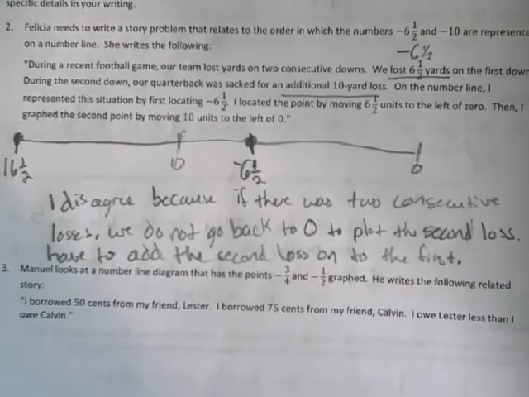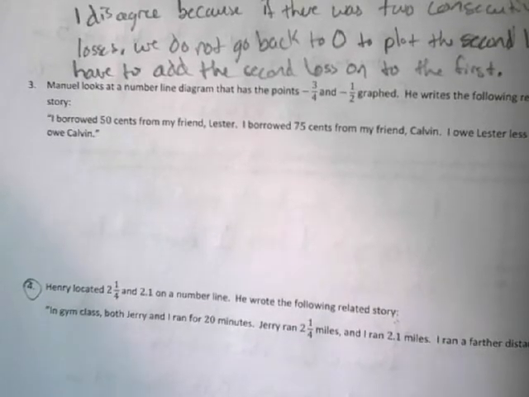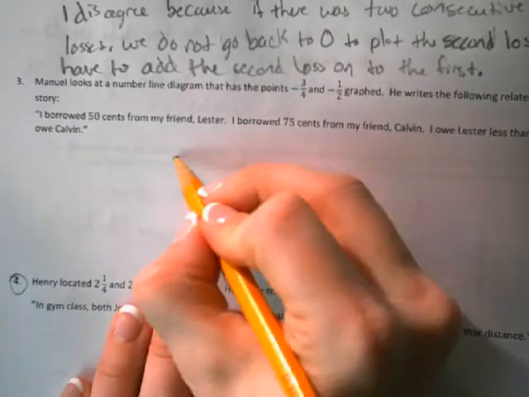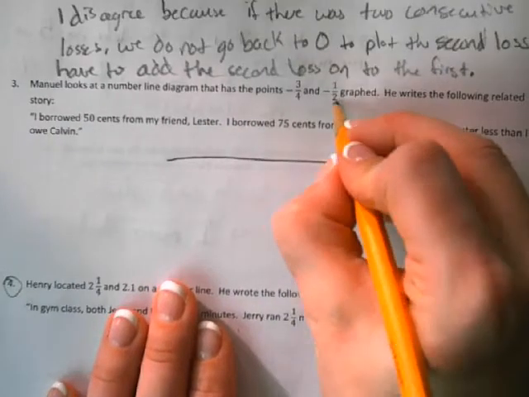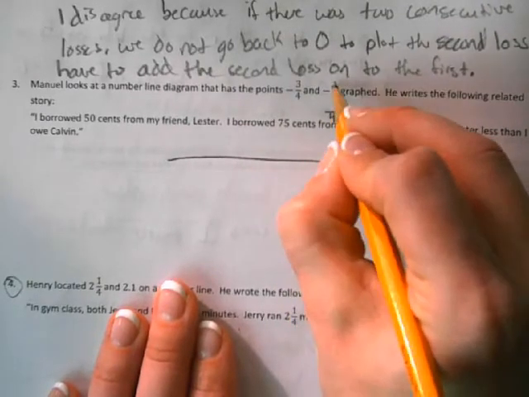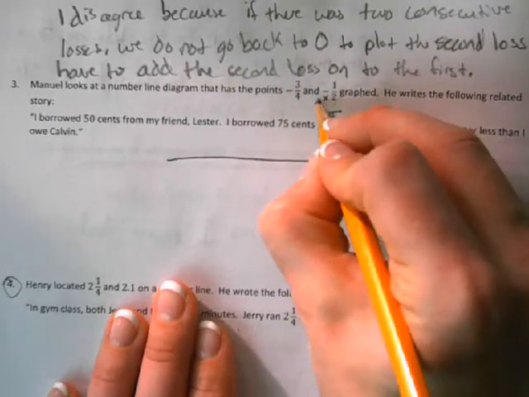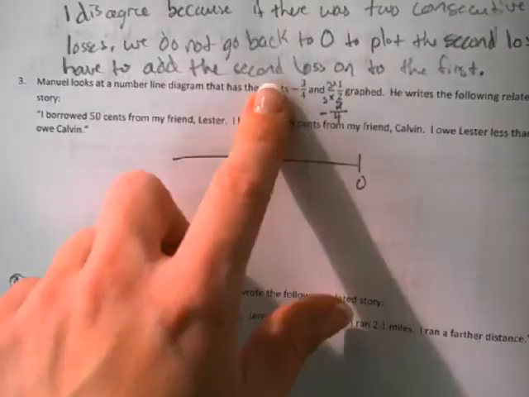All right, let's look at our second example. Really, it's our third. Manuel looks at a number line diagram that has the points -3/4 and -1/2 graphed. So let's look here. We have a 0. Common denominator between 4 and 2 would be 4. So I need to change my 1/2 to something over 4. Multiply by 2, multiply by 2. This gives me -2/4 and -3/4.